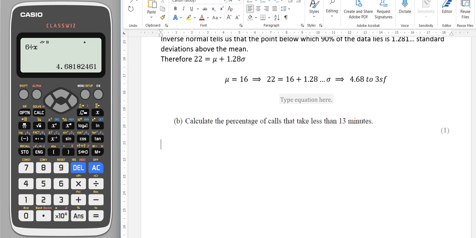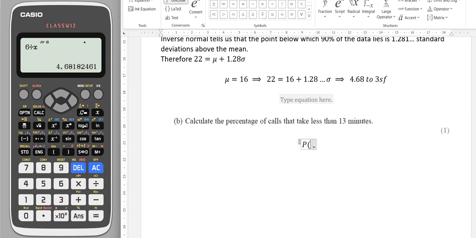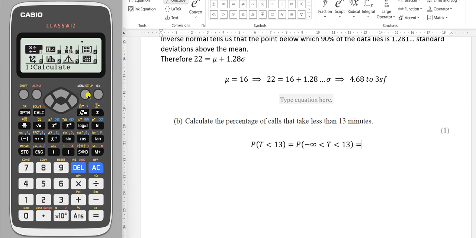For part B, calculate the percentage of calls that take less than 13 minutes. It's a 1-mark question. So if the time taken to do a call, probability of that being less than 13, that's equivalent to saying effectively no lower limit and an upper limit of 13. We can get that from normal CD.